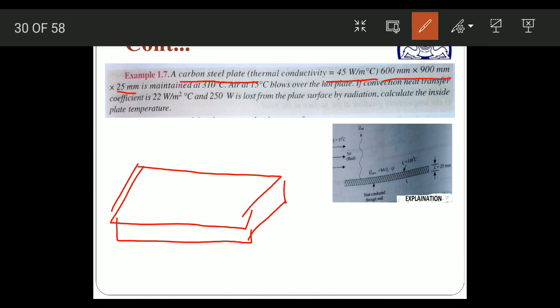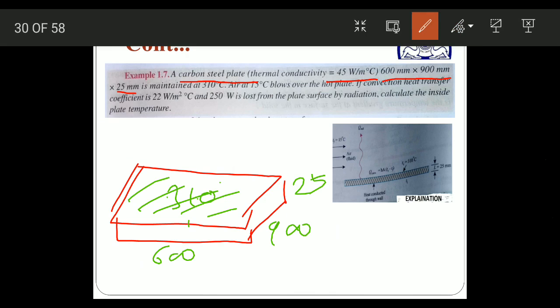The dimensions are given here. Let us consider this is 600, this is 900 and this is 25. This is maintained at 310 degrees Celsius, so the surface temperature is 310 degrees Celsius. Air at 15 degrees Celsius blows over the hot plate.